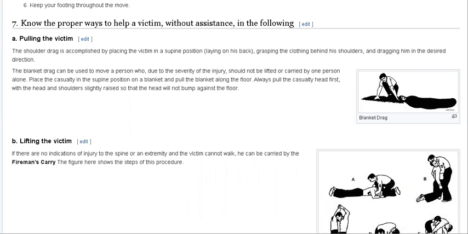The blanket drag can be used to move a person who, due to the severity of the injury, should not be lifted or carried by one person alone. Place the casualty in the supine position on a blanket and pull the blanket along the floor. Always pull the casualty head first with the head and shoulders slightly raised so the head will not bump against the floor, trying to prevent any bleeding, intracranial bleeding, guys.